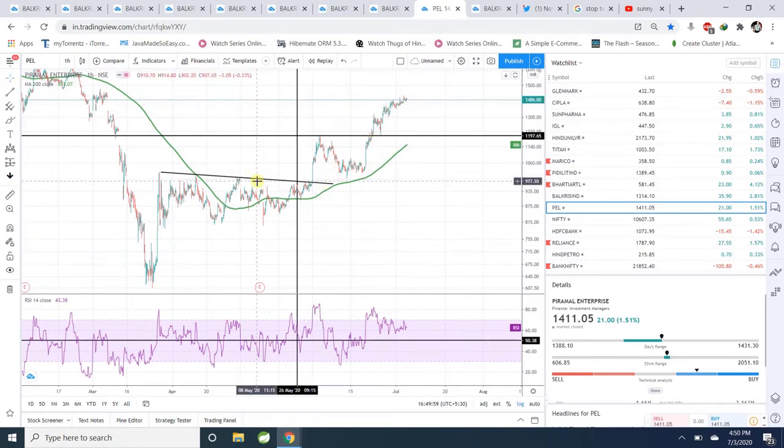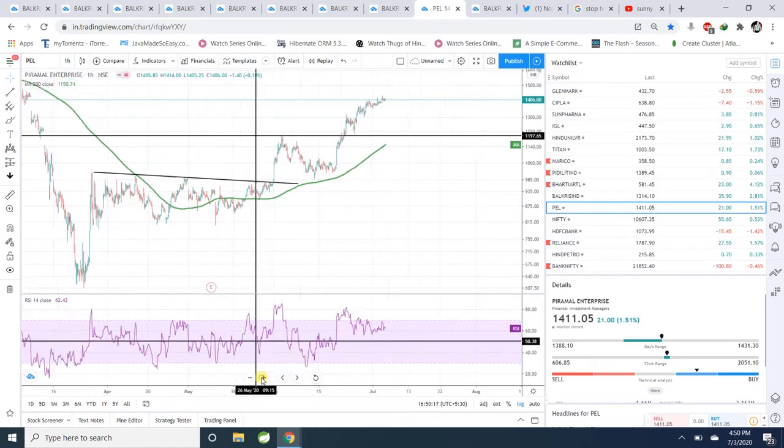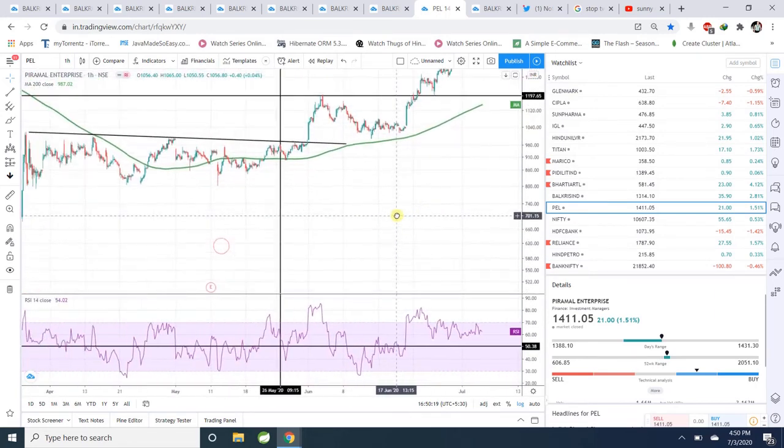So the point is, this will work on swing also, this will work on positional investment, and this will work on intraday also. So let me now apply the same concepts for intraday. For intraday, what you have to do is check the RSI on the hourly chart.